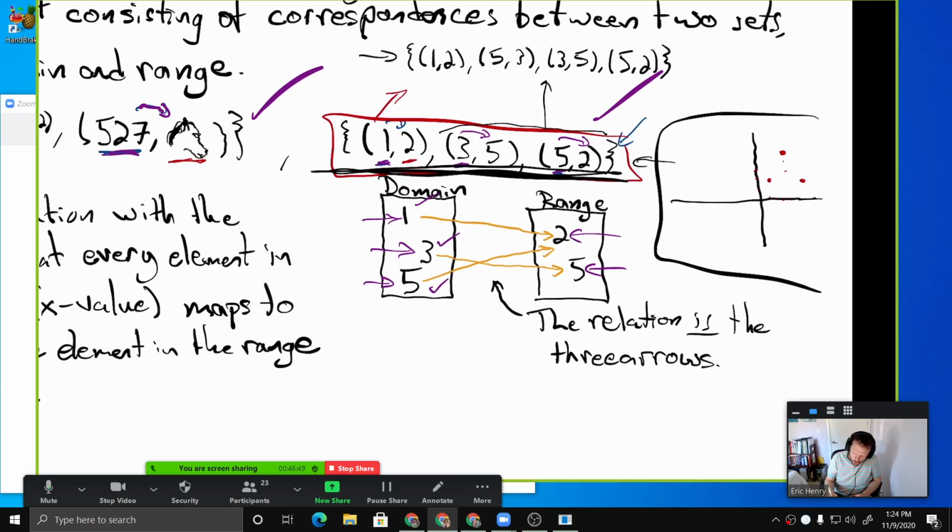Well, let's test it out. 1, what does it map to? 2. Does 1 map to anything other than 2? Not 1, not 1, not 1, no. So that's okay. 5 maps to 3. Does 5 map to anything other than 3? Yes, it also maps to 2. 5 maps to both 3 and 2, so not a function.